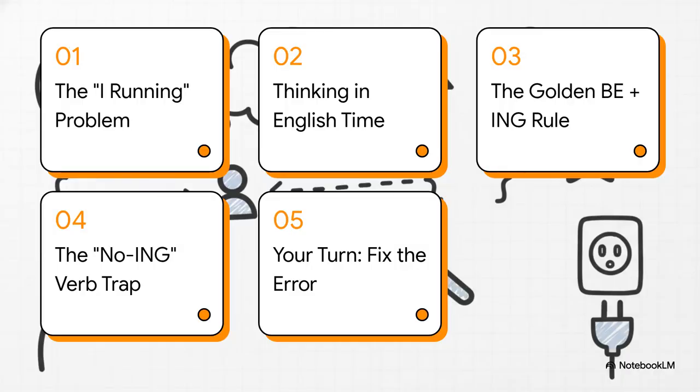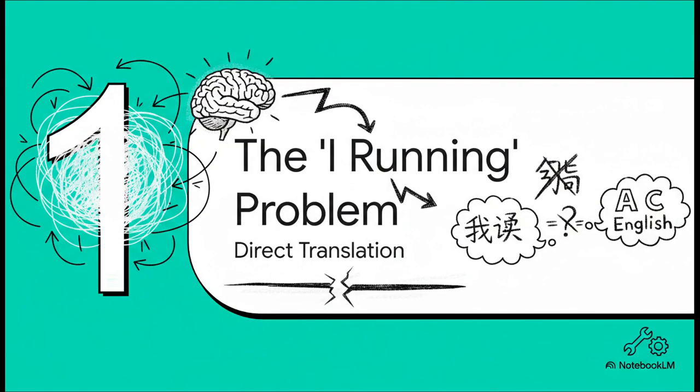First, we'll look at the "I running" problem. Then, we'll totally rethink how English handles time. After that, I'll give you the golden rule to fix it. We'll sidestep a really common trap, and then it's your turn to practice. Ready? Let's do this. So, where does this error even come from?